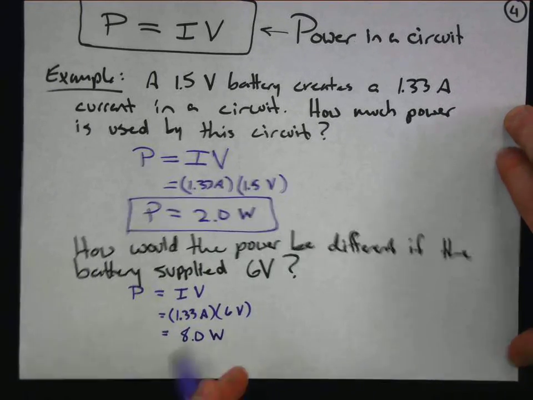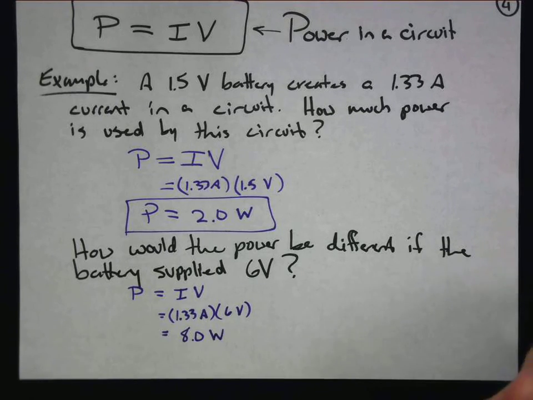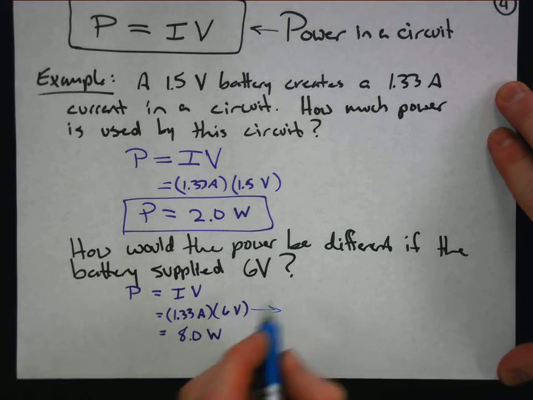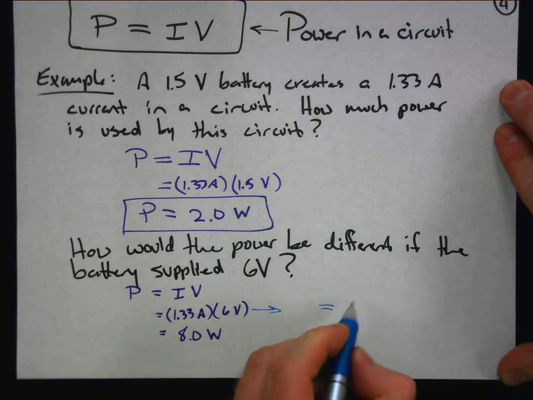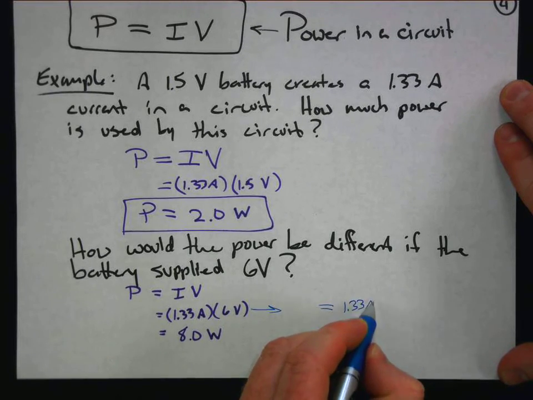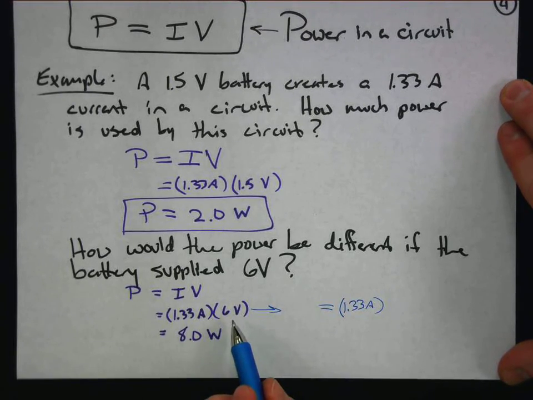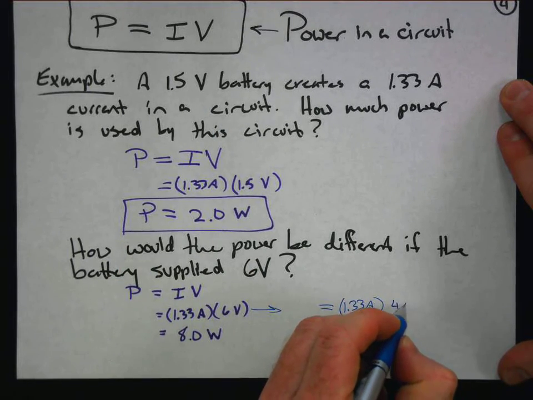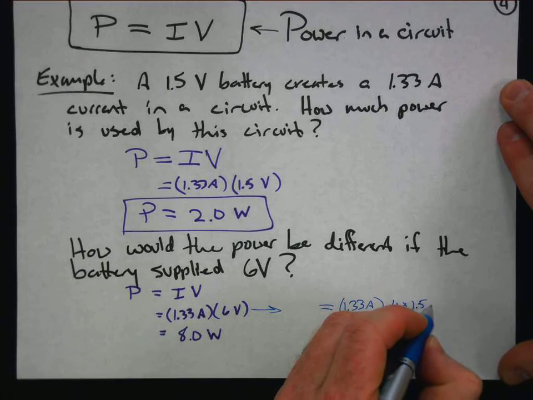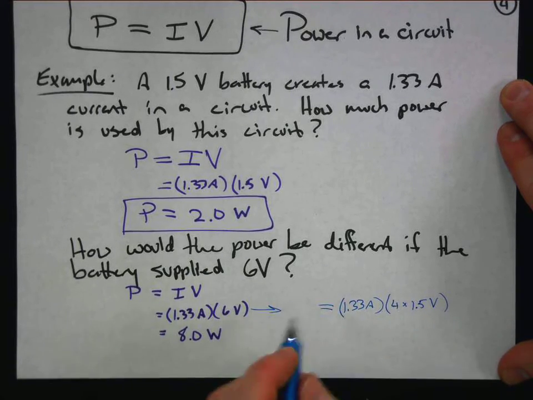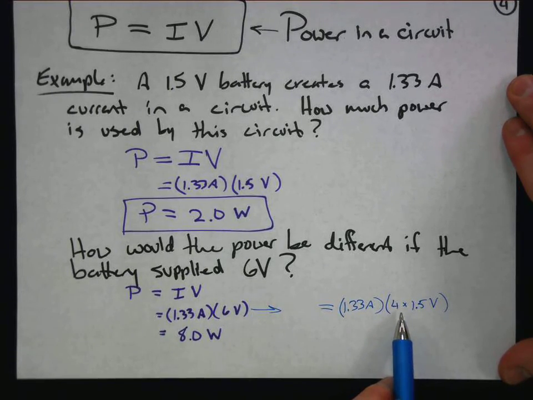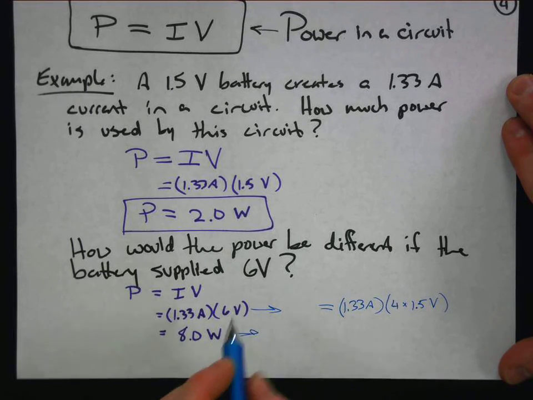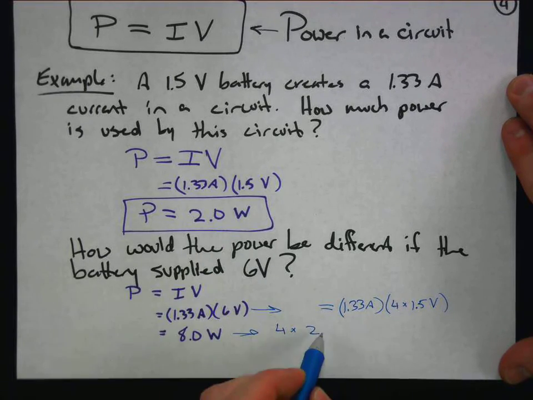But let's look at that 6. We can break this down another way. Instead of the 6, we have the 1.33 amps, that's my current, and the 6 is going to be 1.5 times what? It's going to be 4 times 1.5 volts. So essentially, I've multiplied by 4. Another way to look at this is the 8 watts is equal to 4 times the original answer of 2 watts.